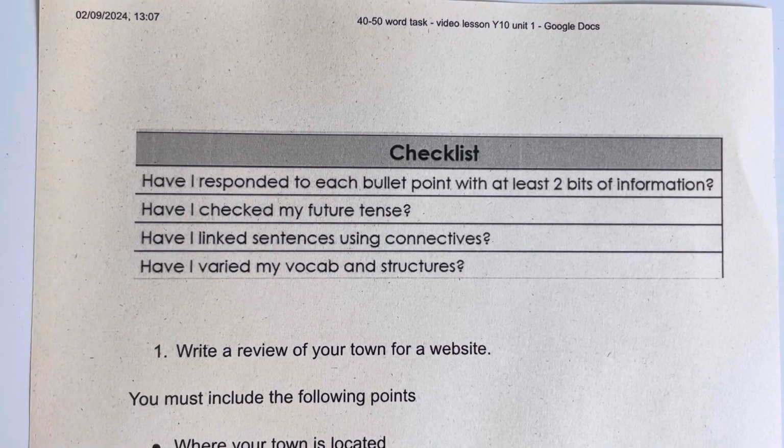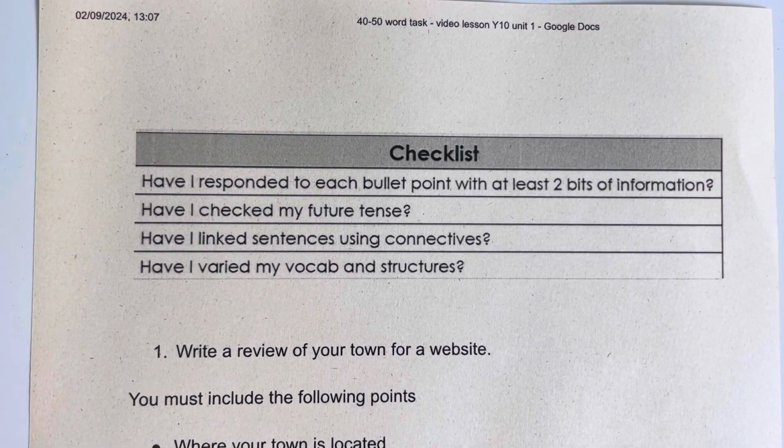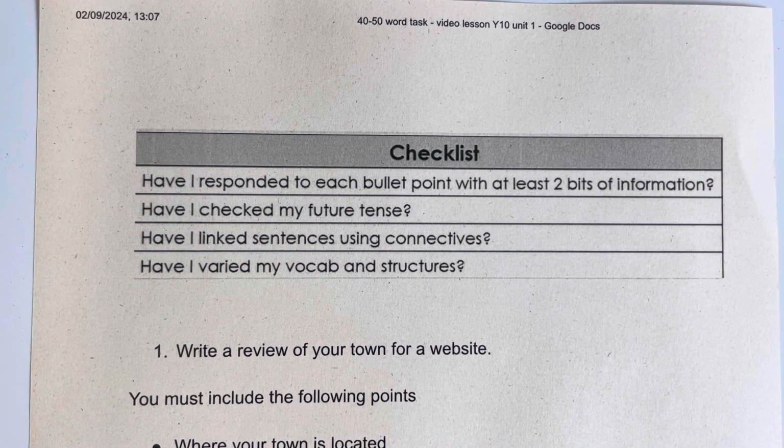Have I checked my future tense? Remember, that doesn't necessarily mean the simple future or the close near future. It just means you've referred to the future. Have I linked my sentences using connectives? We know loads of these. We don't have to limit ourselves to and, but, and also. There are lots and lots in our booklets that we've practiced. And finally, have I varied my vocabulary and structures?